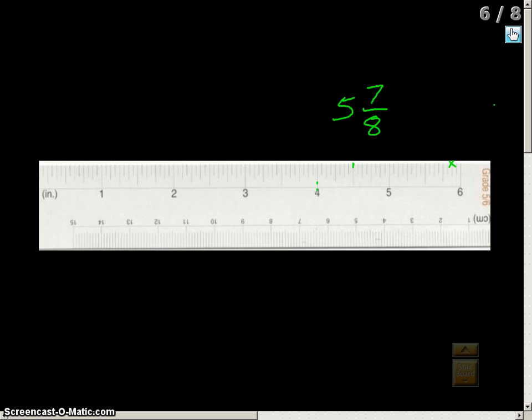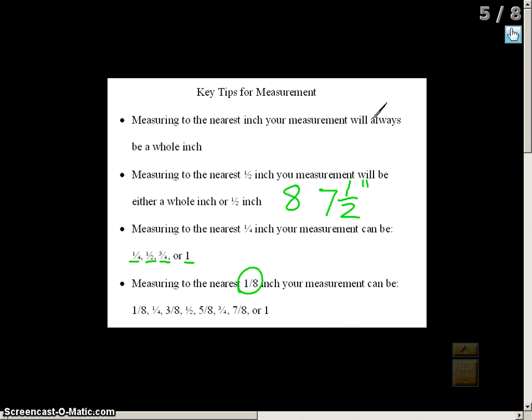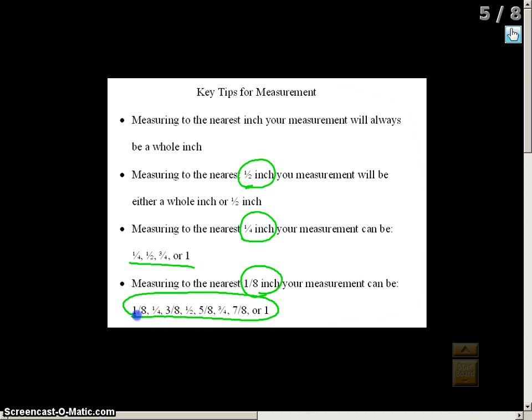So those are some of the key concepts when dealing with measurement. It is extremely important to always remember these key tips. If you're measuring to the nearest inch, your measurement will always be 1 whole inch. If you're measuring to the nearest half of an inch, your measurement will always be either a whole inch or a half of an inch. Measuring to the nearest quarter of an inch, you can see the appropriate measurements that you will have, and then finally, measuring to the nearest eighth of an inch, you can see what all the measurements will represent here. And so those are some of the key tips whenever you're measuring using the customary units of measurement.